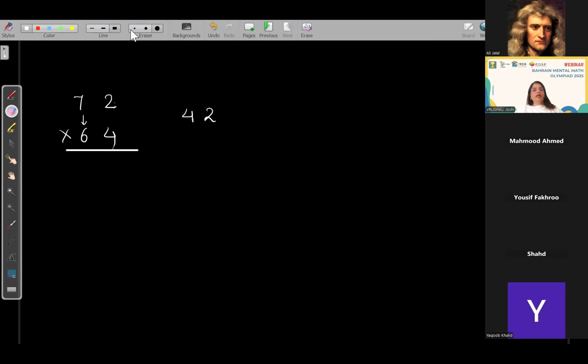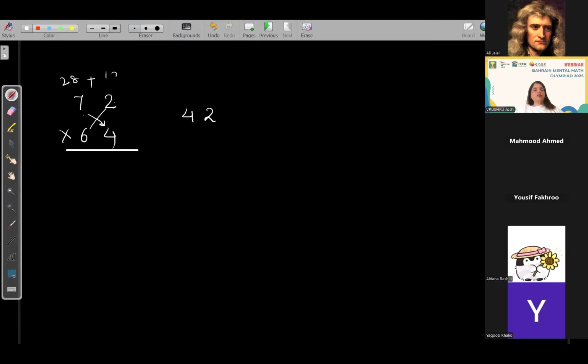Then can you multiply what is 7 times 4? 28. Plus 6 times 2 is 12. This gives you how much? 40. Correct? And now what is 4 times 2? 8. What is your answer? 4608. Getting it?